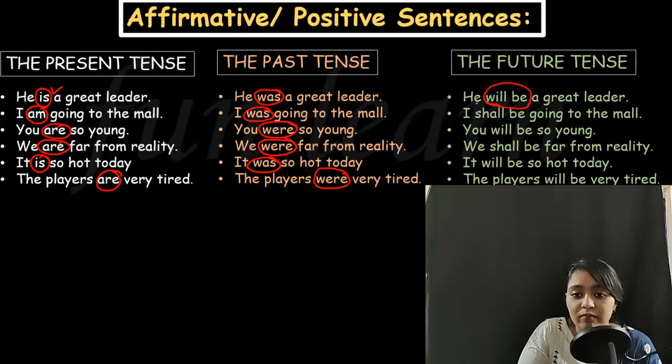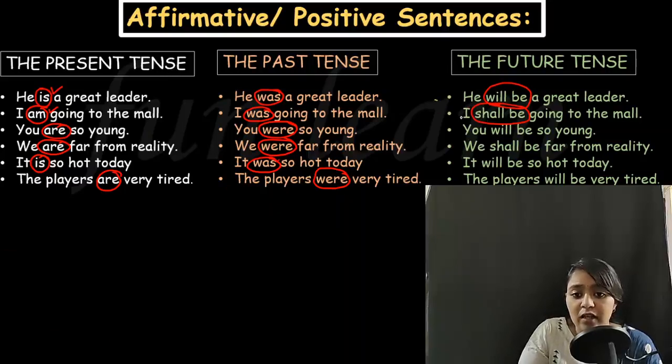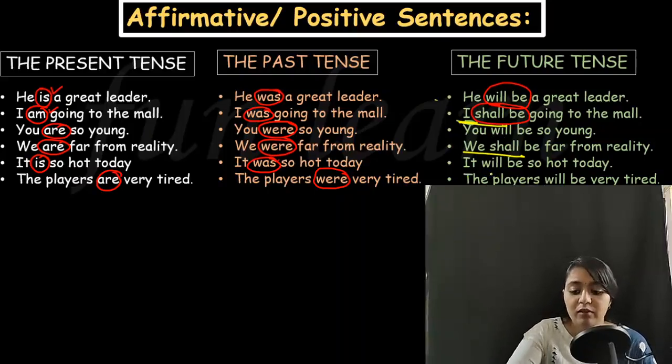Am, shall be. Okay, that means we're talking about the future. Whenever we have the words I and we, so we'll be using what? Shall. Okay, I shall, we shall. Otherwise everything is he will, you will, it will, the players will, everything will have will. Okay, simple, not very difficult.